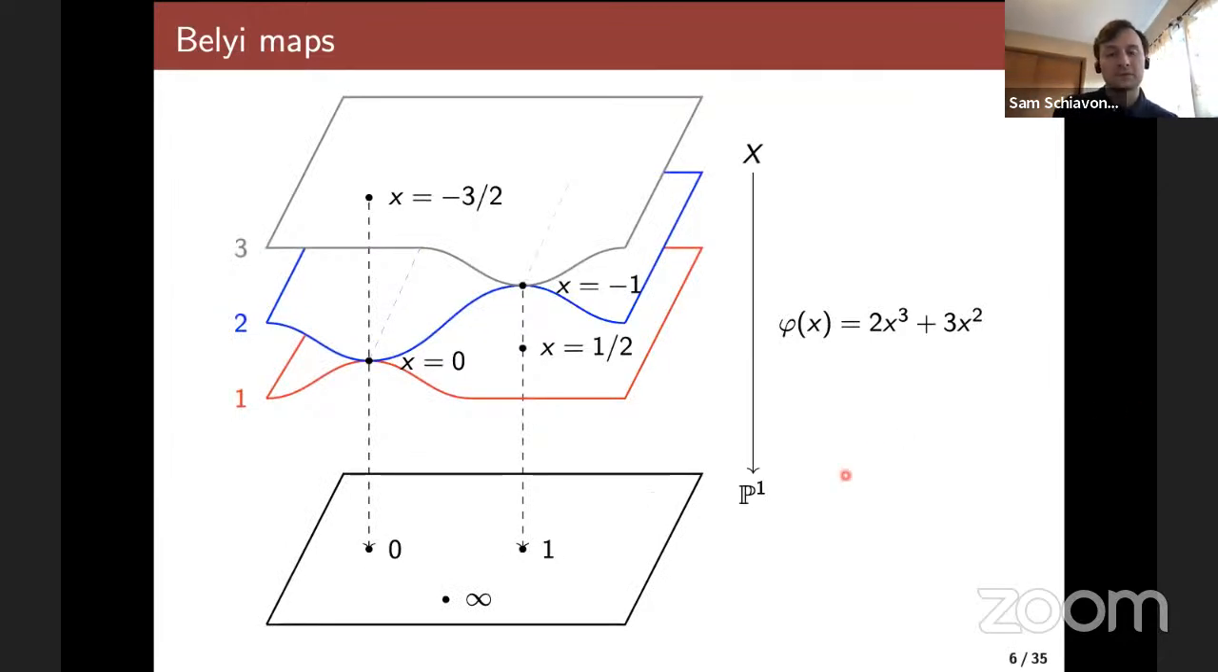If you want to visualize this as a branched cover, maybe you'd make a picture that looks something like this. Above 0, you have this point of index 2, and then a simple point, and above 1, you also have this point of index 2. I haven't drawn the points above infinity, but all 3 sheets would come together at that point, and it would have ramification index 3. So here's a way to visualize what a Belyi map looks like.